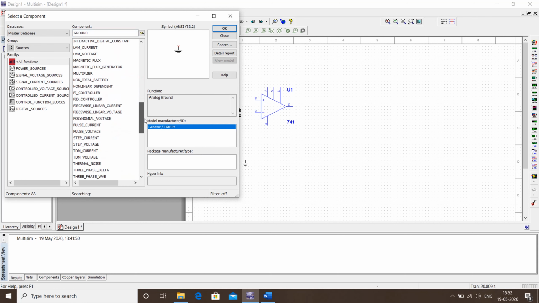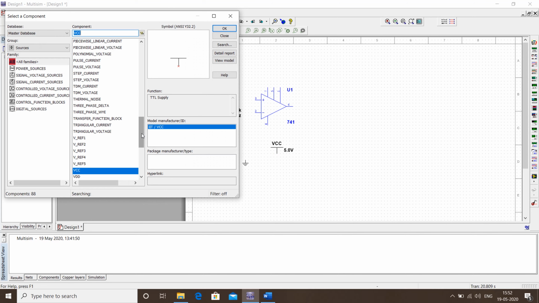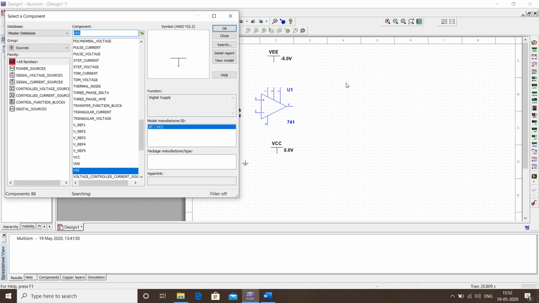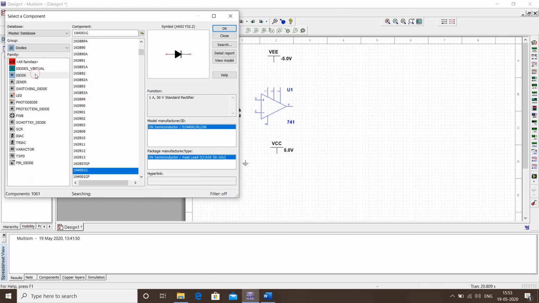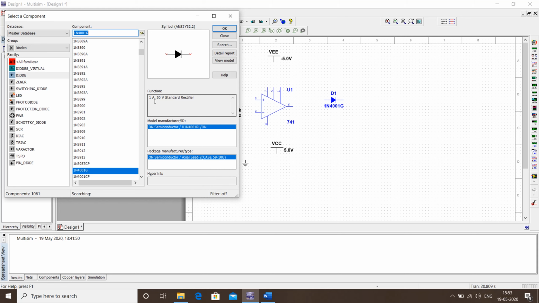Then I require VCC, that is the plus 15 volt supply, so I will take and place it here. And then I require VEE, which is also required for this part. Then we require the resistors and diodes. So we will go for the next part. We will get the diodes here, and we will select the diode 1N4001G. So I will take it and place it. It is nothing but a 1 amp 50 volt standard rectifier diode, a standard rectifier diode that we are using.